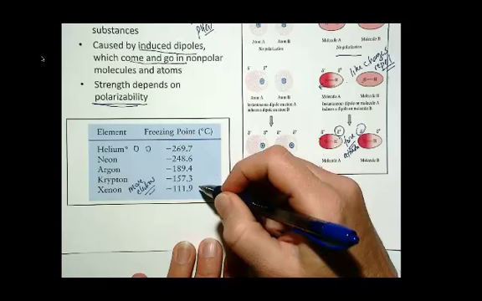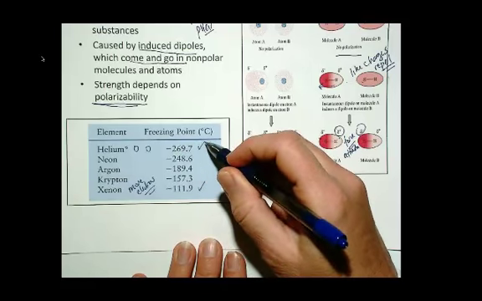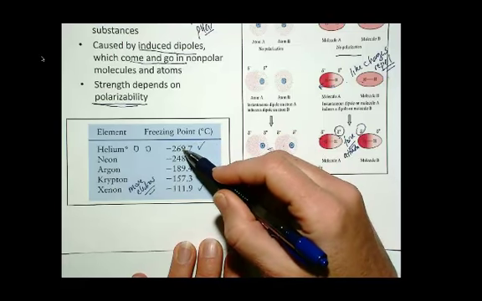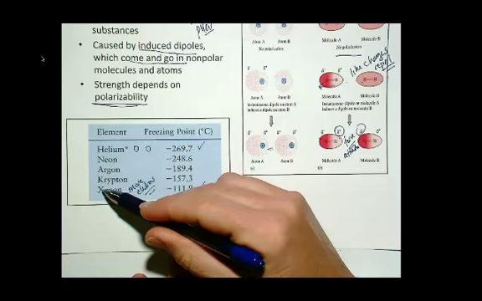And so that's why these would have a freezing point at -111, and this is -269, excuse me. That means you have to cool it down all the way to a much, much lower temperature to get it into a solid than this does, because this one's more polarizable.